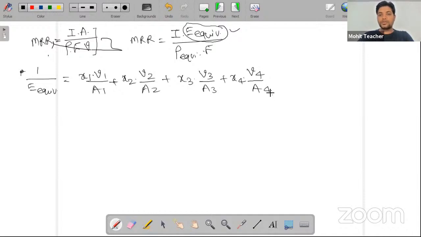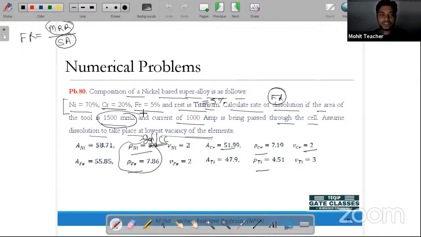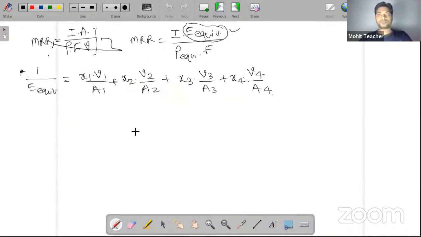Okay, so all the percentages, like we can... Oh, there is a little bit of a light problem, but you can manage with this. Okay.